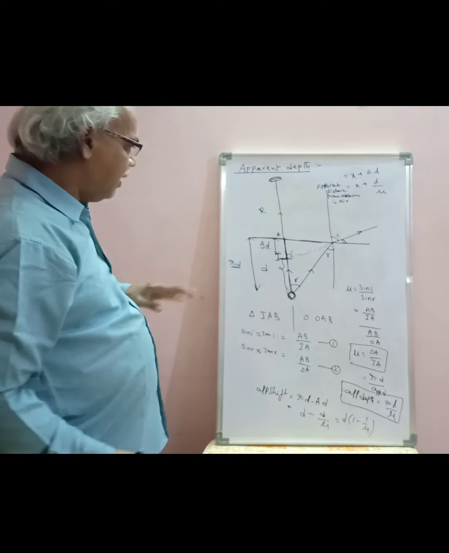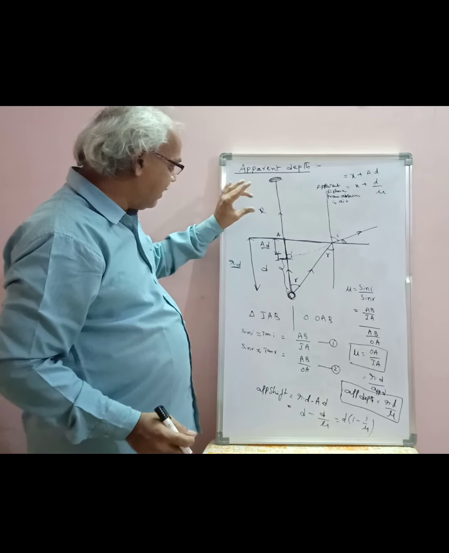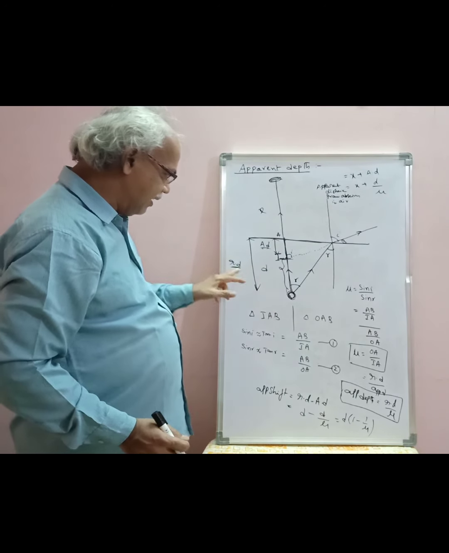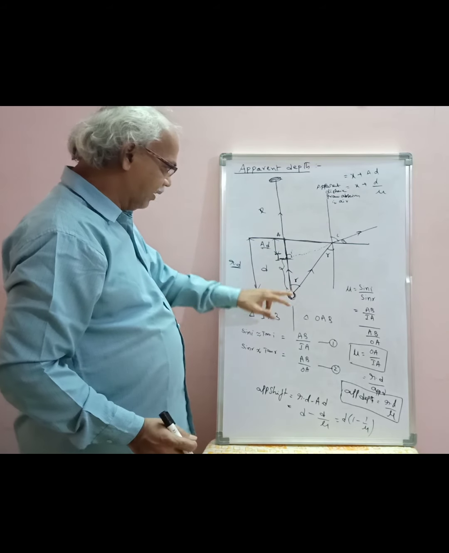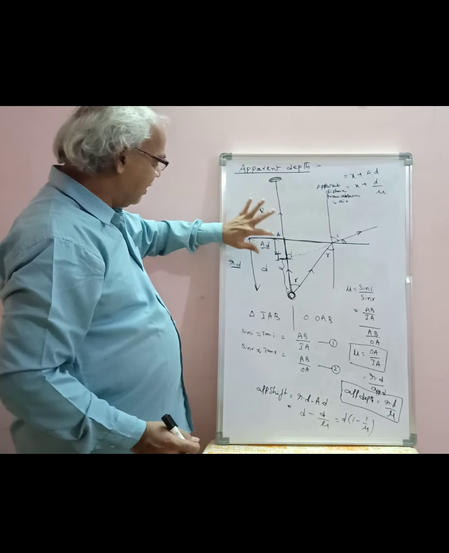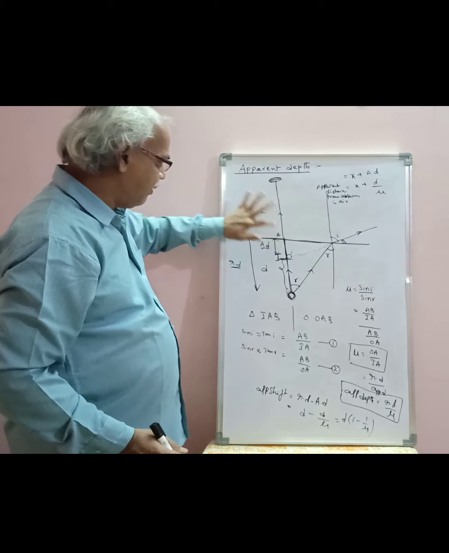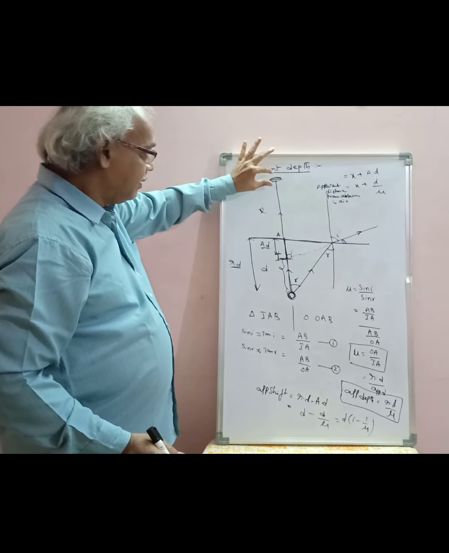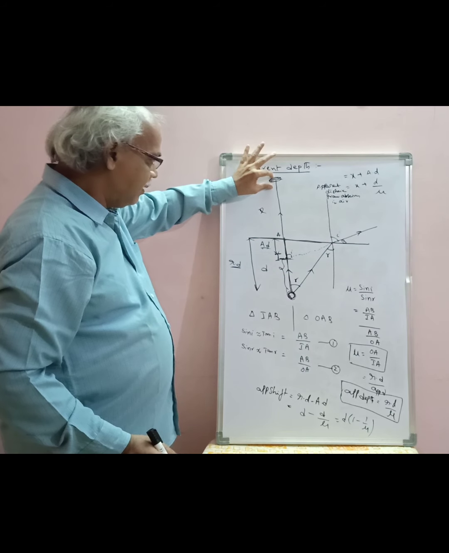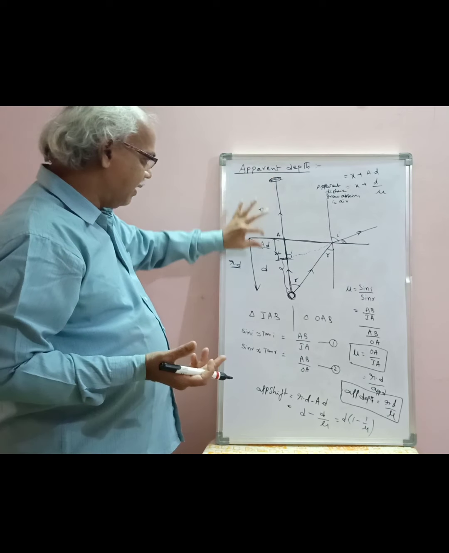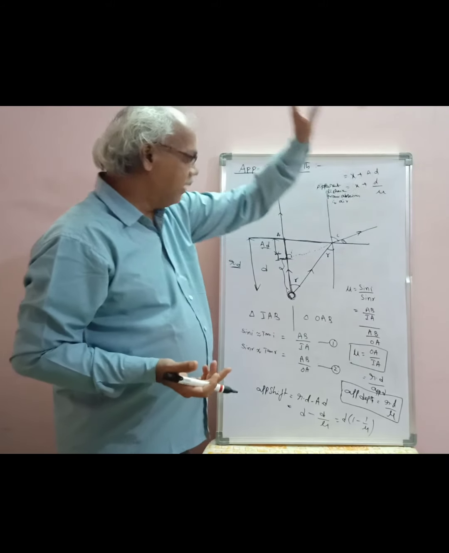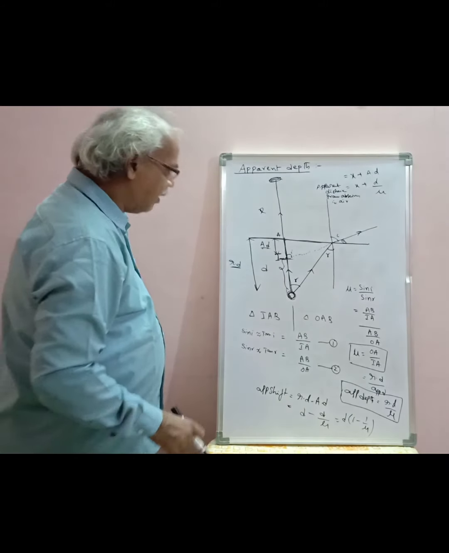But the original distance is x plus d. The original distance, or real depth, is d from this interface, and the distance between the observer and the interface is x. But when he is observing from this point x, the image distance is the apparent depth plus x, that is x plus d by mu. It is one point.